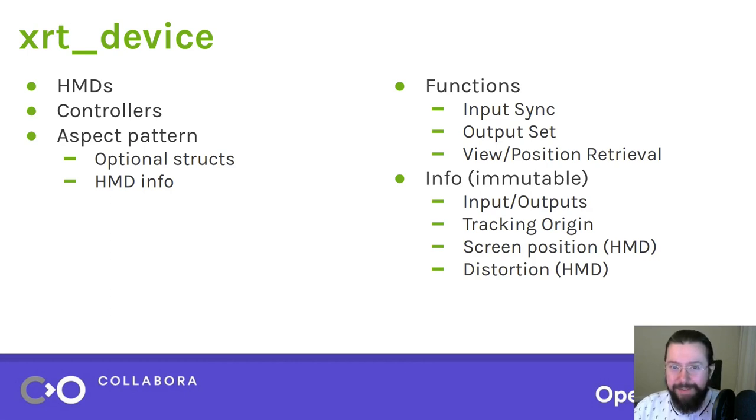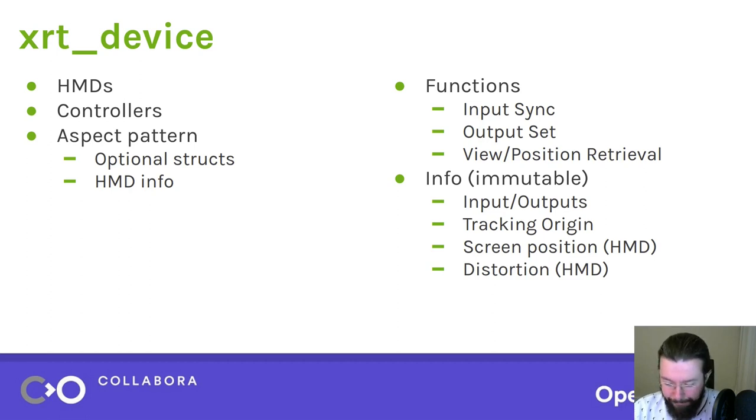So the XRT device is basically a device. It could be a controller. This is a PSMove controller. It could be an HMD, the thing that you put on your head. It's built around not an inheritance structure. Instead it has these optional structs, which become sort of an aspect.